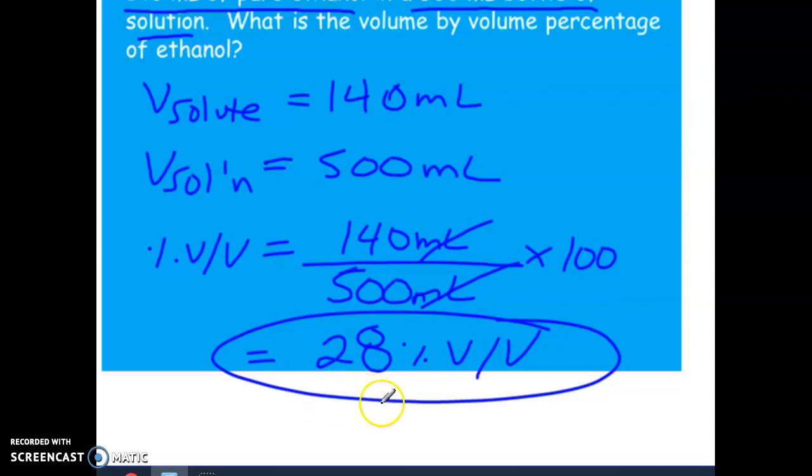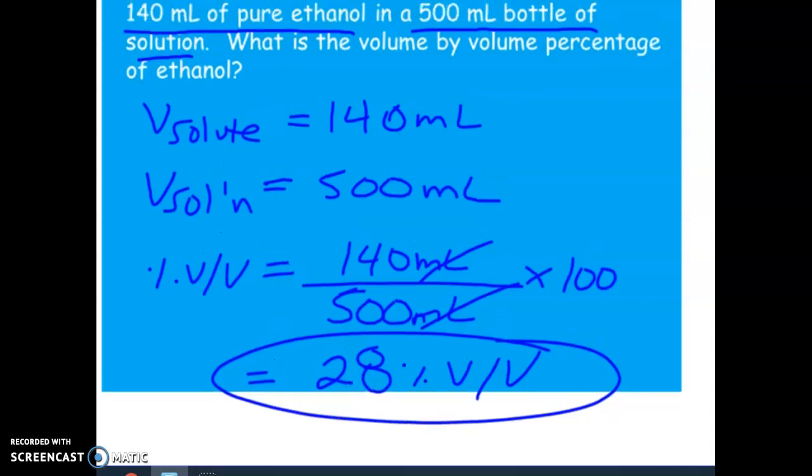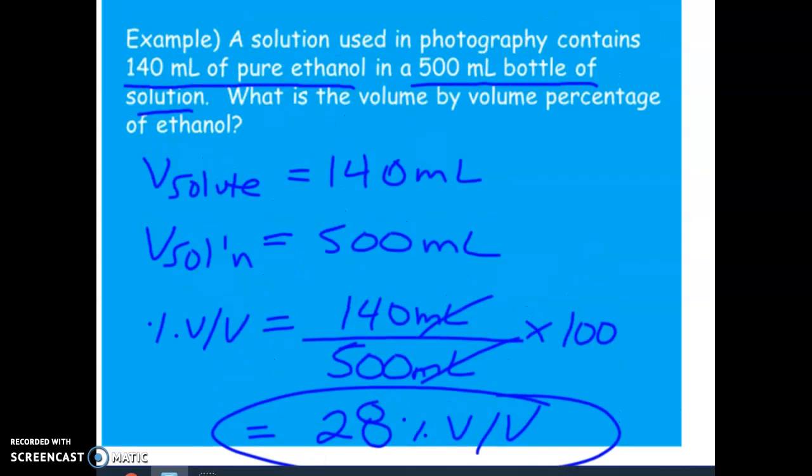Again, when you're dealing with percentage, it's not really looked at for significant digits here. So I would just keep it as is. Do not round your answers. You want to try and be as accurate as possible, whenever possible anyway.